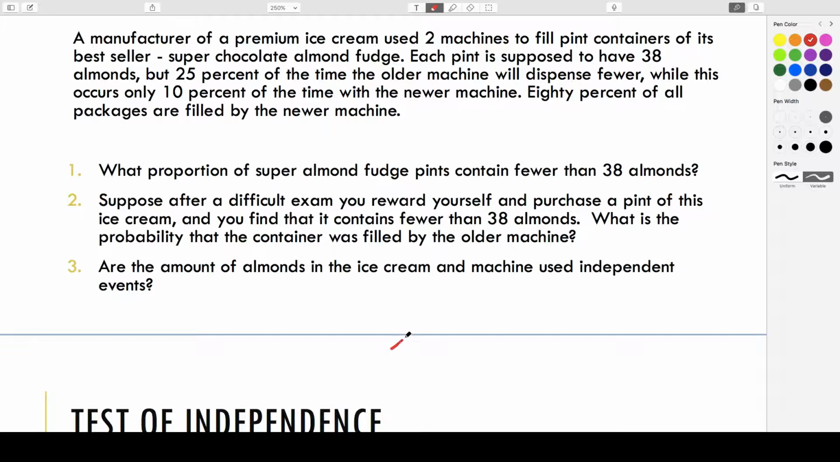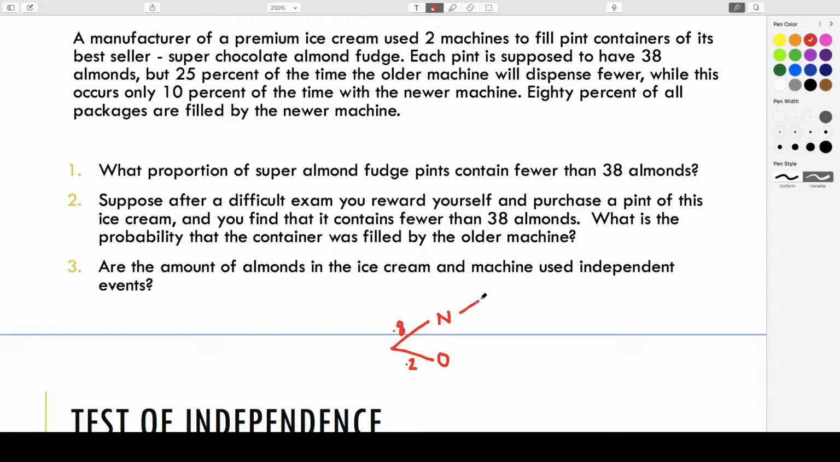So help me do one. What are my options for my first branch? New machine, old machine, good. I'm not going to define the variables here, but you should. What's the probability? 80% are filled by the new machine, meaning how many are the old? 20%. Good. So your branches should always add up to 1.